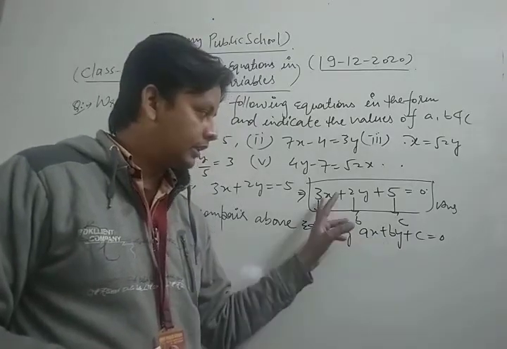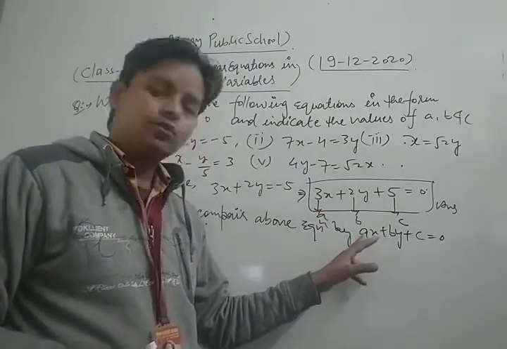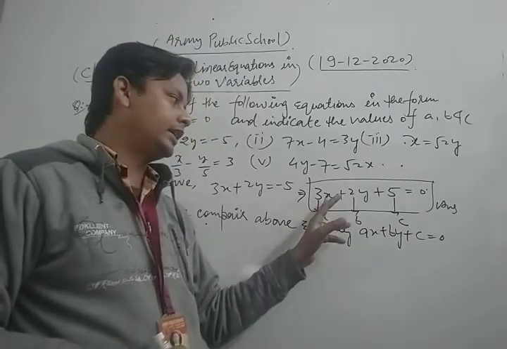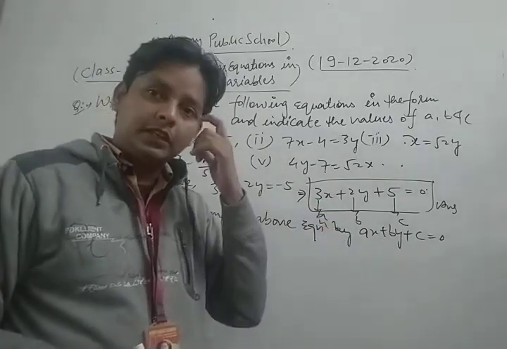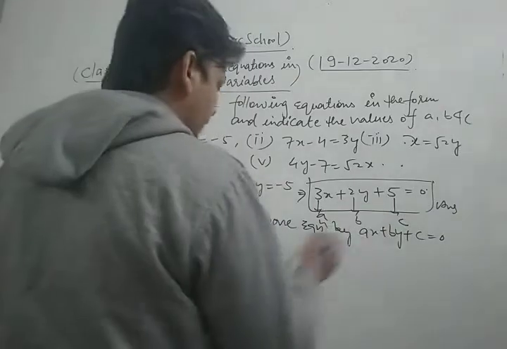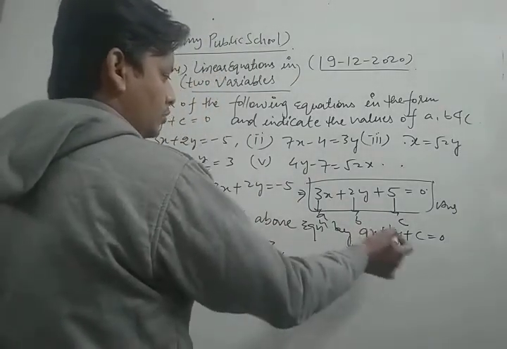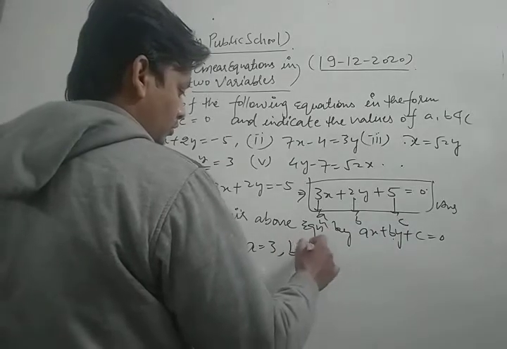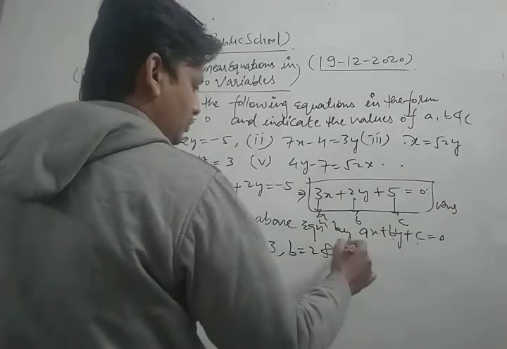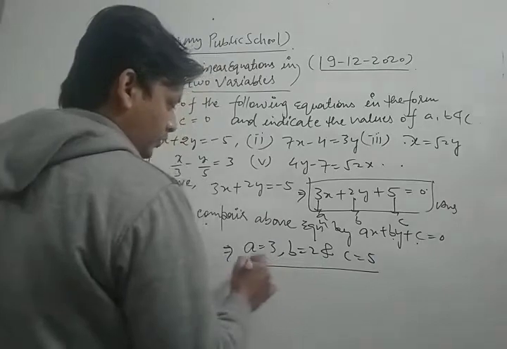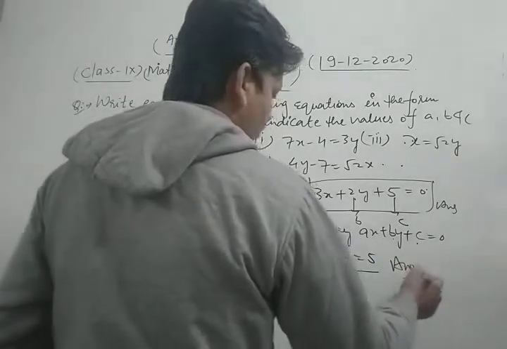Now what is the value of a? A is the coefficient of x. So here the coefficient of x is 3. So on comparing we get the value of a is equal to 3, the value of b is equal to 2, and the value of c is equal to 5. So these are the required solution of the given equation.